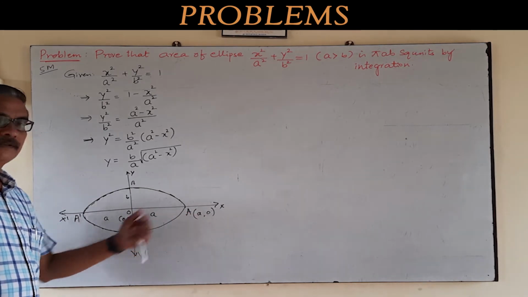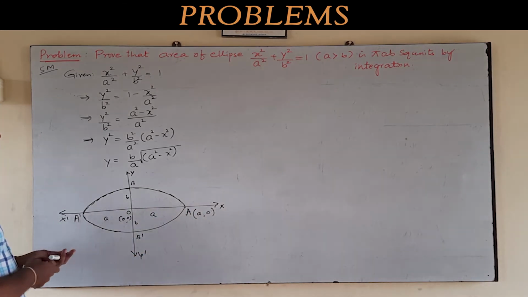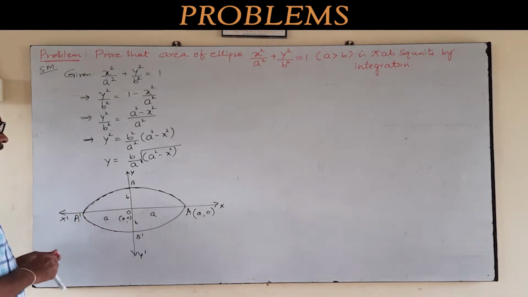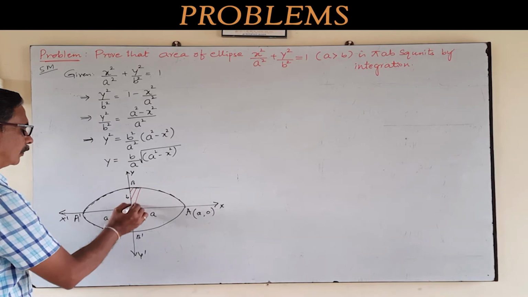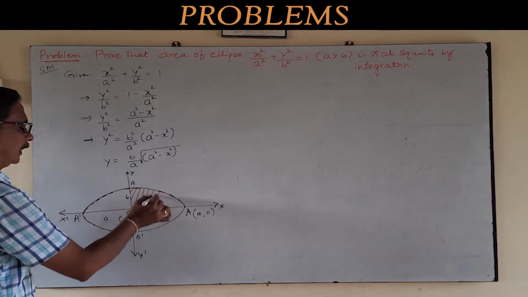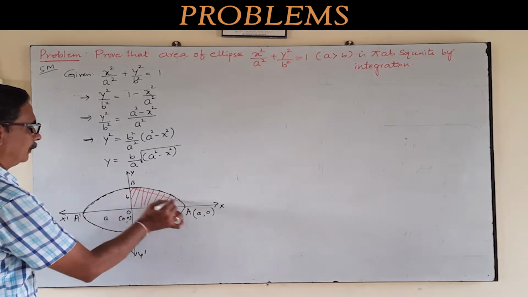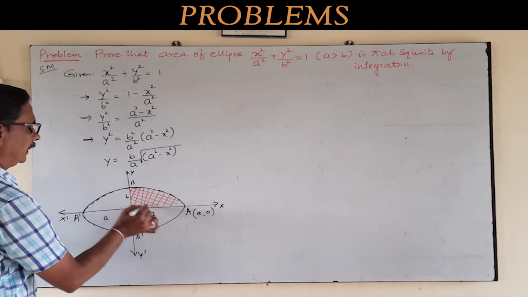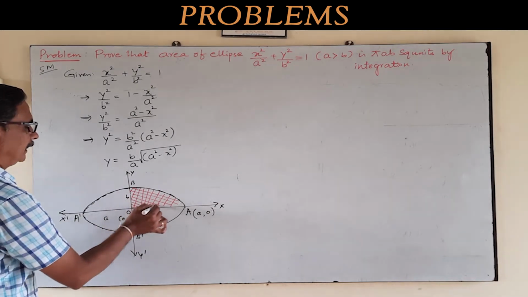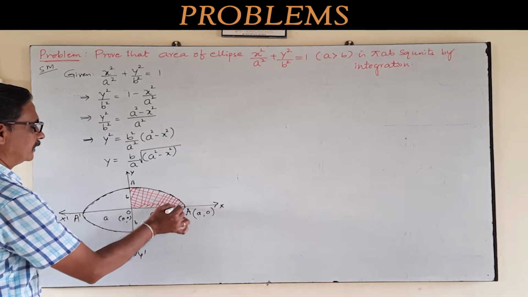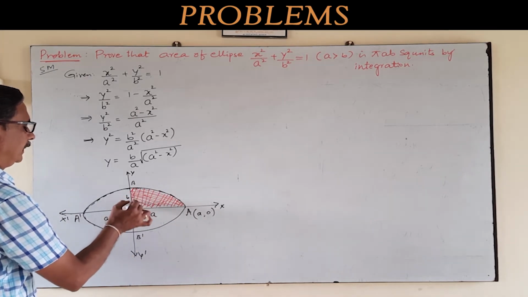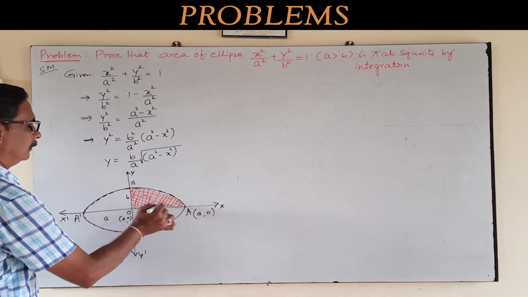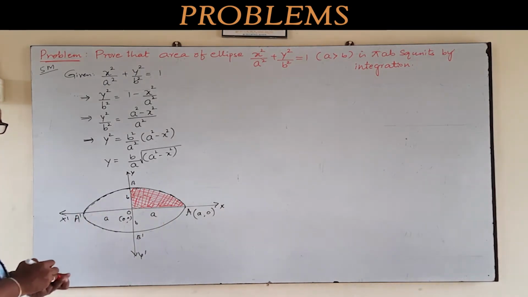Then y coordinate is 0. Now the question is to find the complete area of that part. So how to solve? First find one part of the ellipse, this is one part. Now to find the area of that part, multiply by 4 times because the curve is symmetric about both the axes, isn't it? So first find the area of that part, then multiply by 4 times.